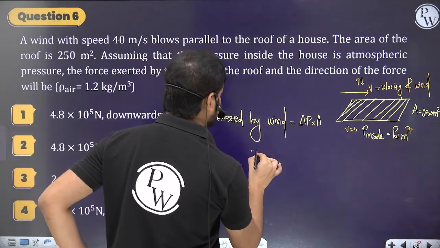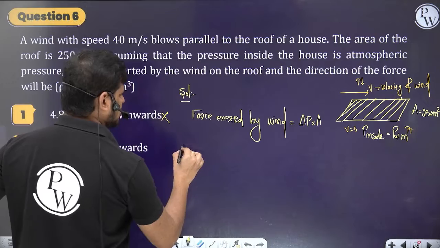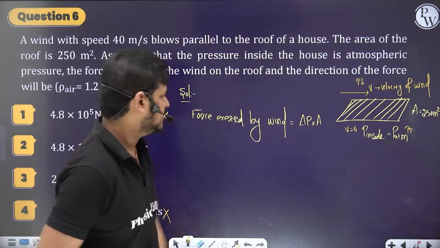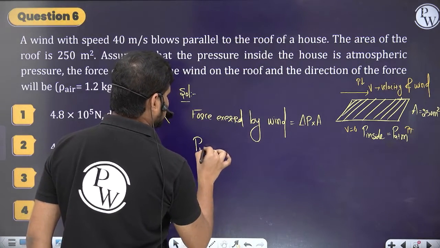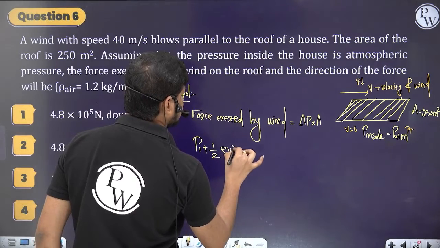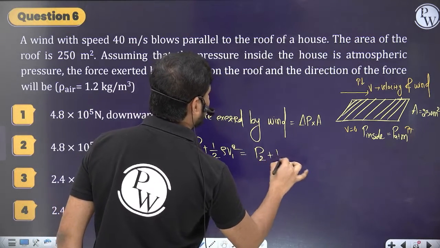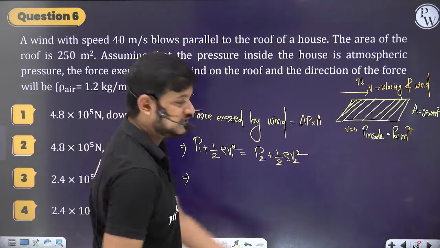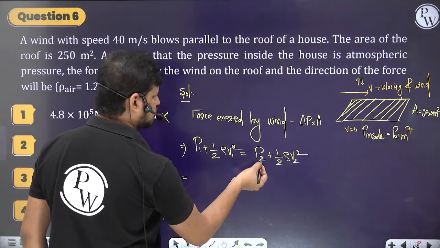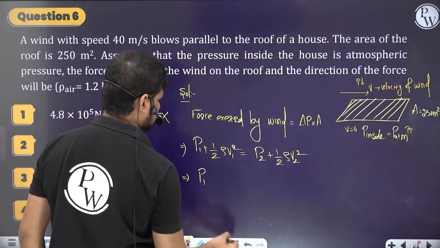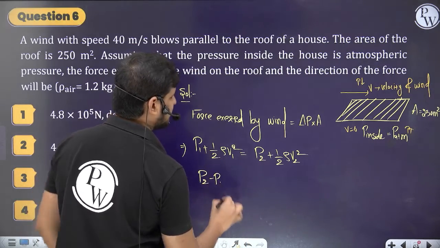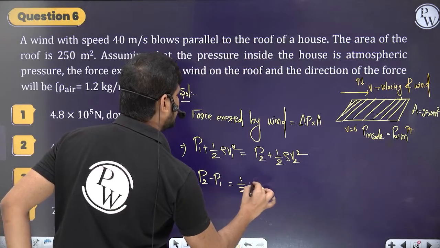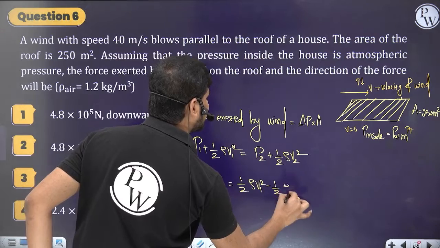What is the pressure change here? Let's apply Bernoulli's principle; the roof width is considered negligible, so it is at the same height. So P1 plus half rho V1 square is equal to P2 plus half rho V2 square. Let's write P2 minus P1, because the pressure at the bottom is more and the pressure at the top is less. So P2 minus P1 is equal to half rho V1 square minus half rho V2 square.